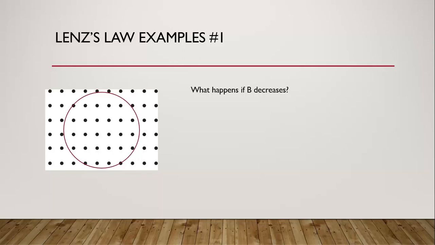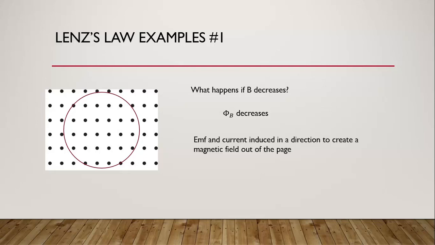Here we have magnetic field coming out of the page at us. Let's say we decrease the amount of magnetic field. The magnetic flux decreases, because magnetic flux is B times A times cosine of theta. I didn't change theta or A, but I did decrease B. This means that EMF and current induced will be in a direction to create a magnetic field that goes out of the page. That would be the counterclockwise direction. You can use the right-hand rule to show that. Your fingers curl in the direction of current around the loop of wire, and your thumb points in the direction of the magnetic field.